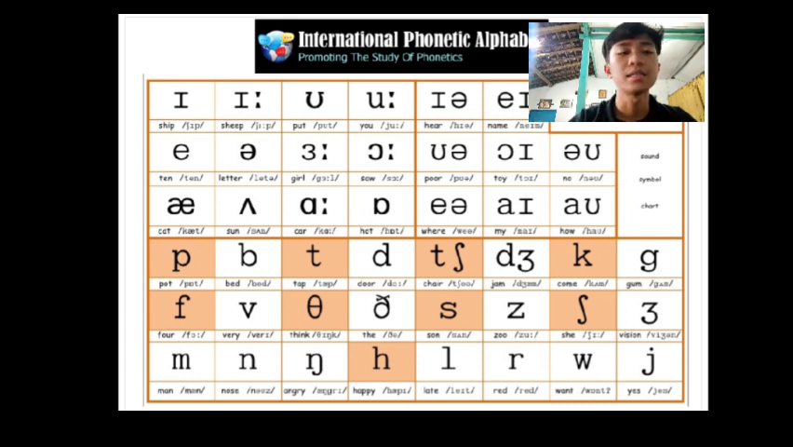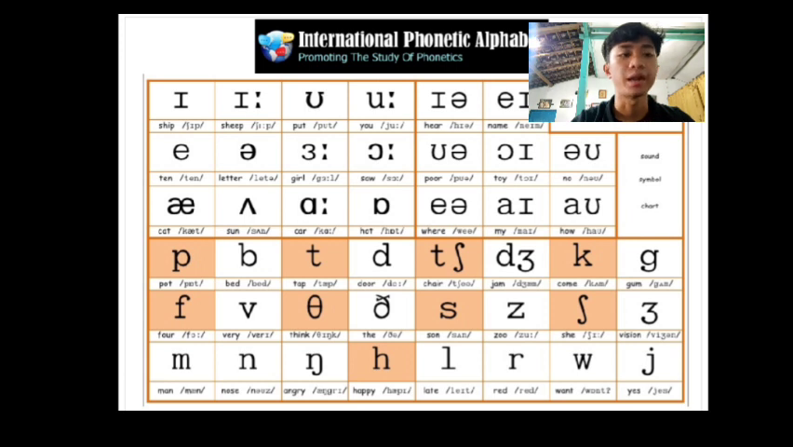Okay. S sound, for example, sun. Next, Z sound, for example, zoo. Okay. Next, sh sound, for example, she. Okay. Next, zh sound, for example, fission. Next, M sound, for example, man.